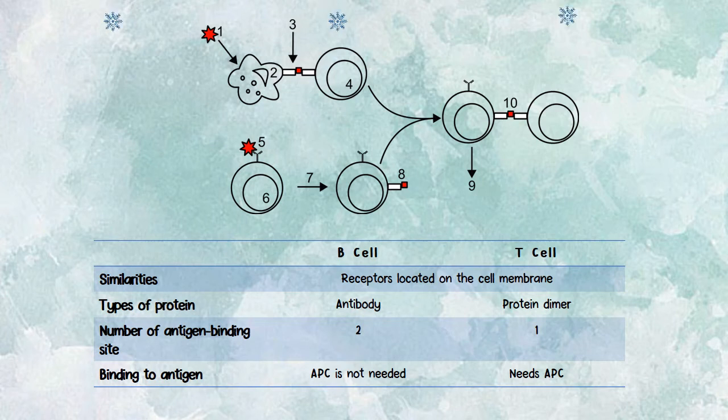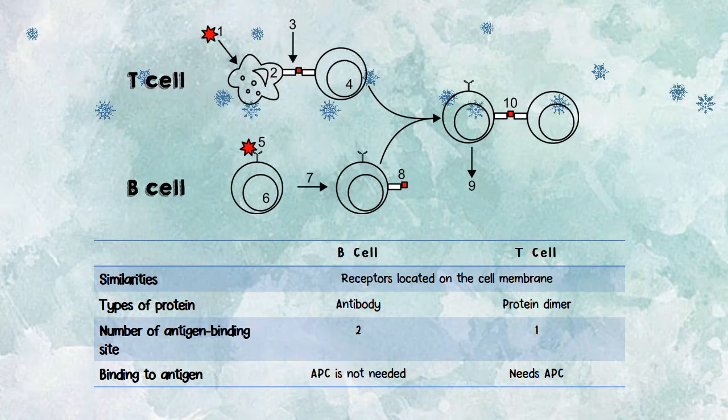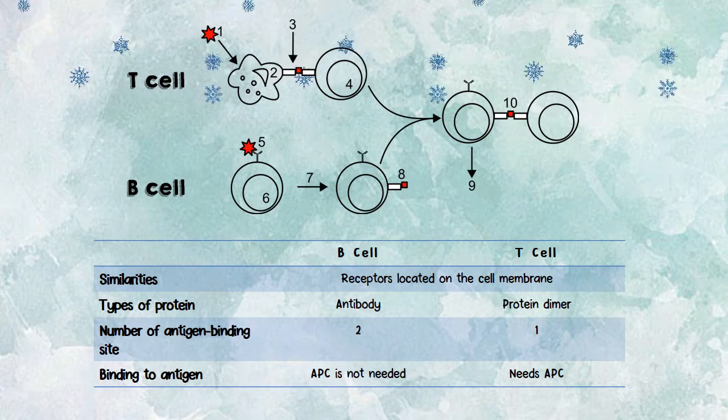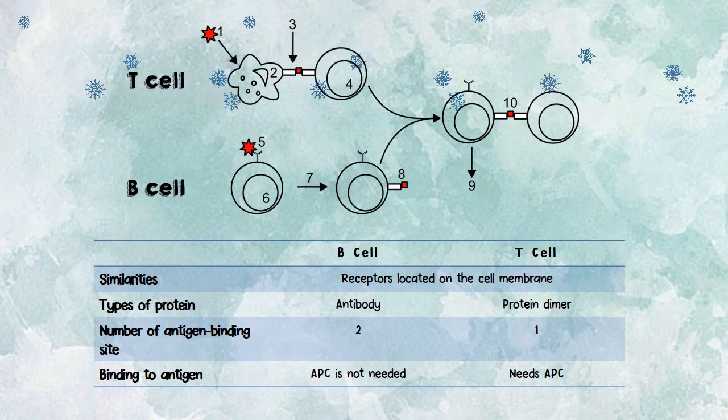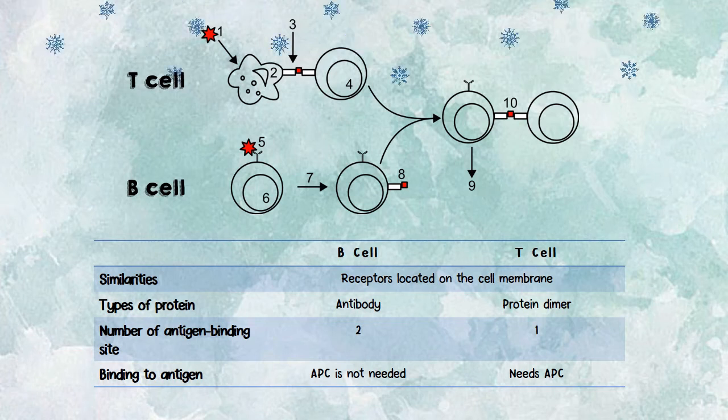This table shows the comparison between B and T lymphocytes. Each lymphocyte has its own specific receptor located on the cell membrane and they stimulate the production of antibodies. However, they are different in structure and processes. Let's recap. The B cell receptor has 2 regions for antigen to bind, while the T cell receptor has only one binding site. Antigen-presenting cells, or APCs, are needed to initiate the binding of the epitope to the receptor in T cells, while B cells can freely bind to antigen.